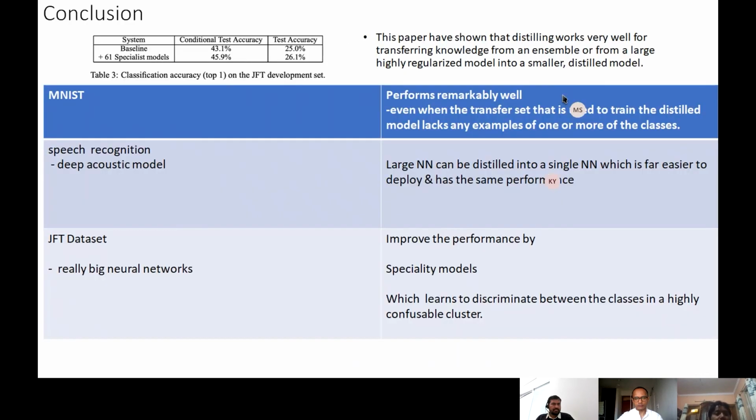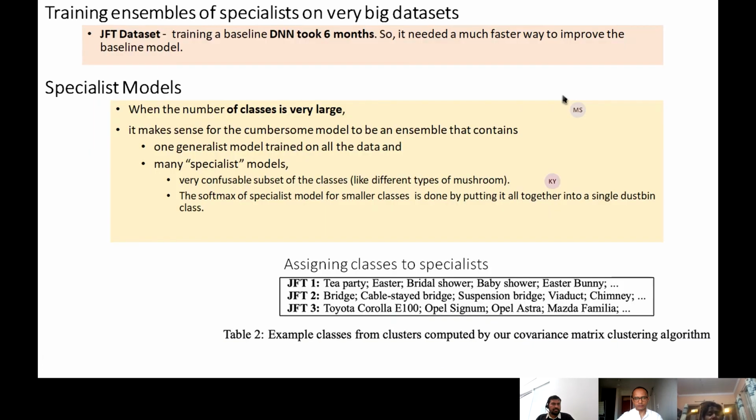So now let's talk about the JFT dataset result. The JFT dataset took about 6 months of deep neural network training at Google for the baseline model. In this paper, they built specialist models by clustering the classes. So you see this assigning classes to specialists. These are many smaller clusters, and on each of these clusters, they trained the specialist models. There were some classes which were not really adding any value, so they put them into a single dustbin class. They had one generalist model and many specialist models. With that, they were able to achieve much faster results.